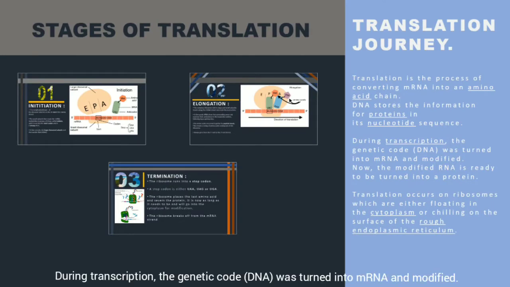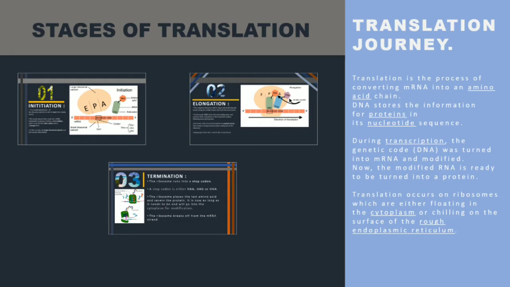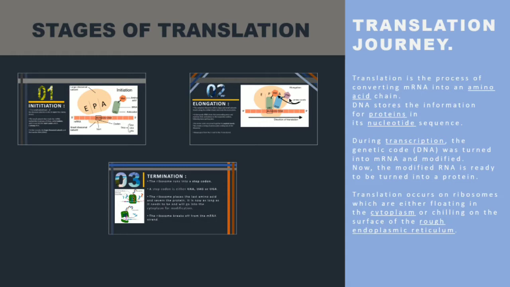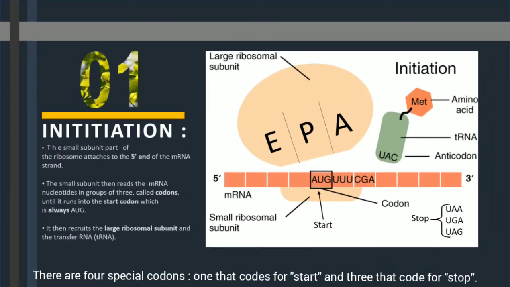During transcription, the genetic code DNA was turned into mRNA and modified. Now, the modified RNA is ready to be turned into a protein by translation. Translation consists of three stages: initiation, elongation, and termination. Let's check out the first stage, which is initiation. There are four special codons, one that codes for start and three that code for stop.